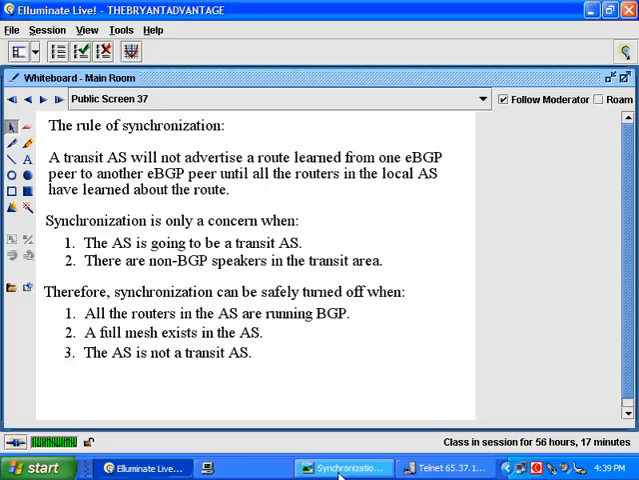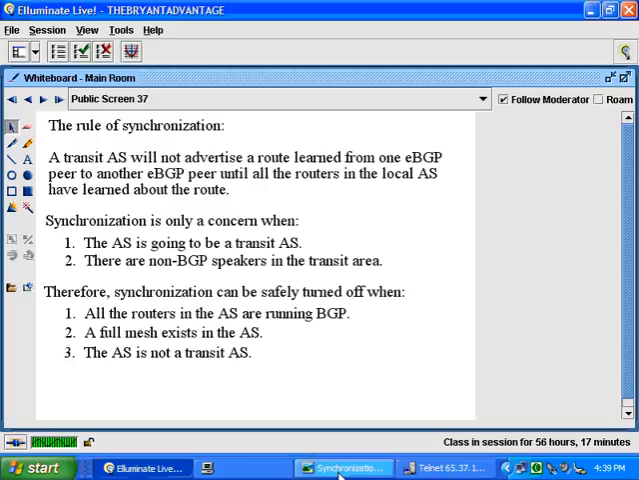Here it is. The rule of synchronization in BGP states that a transit autonomous system will not advertise a route learned from one eBGP peer to another eBGP peer until all the routers in the local autonomous system have learned about the route.